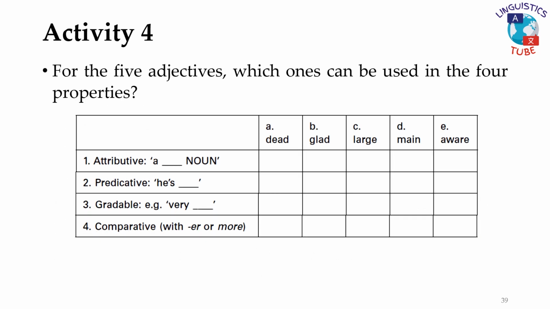To check your understanding of the concepts that we've learned in this section, here is an activity. For these 5 adjectives, perform the 4 tests. If the adjective passes all 4 tests, then it is a central adjective, and if it fails at least one, then it is peripheral. Please pause the video while you complete this activity, and continue when you have finished.